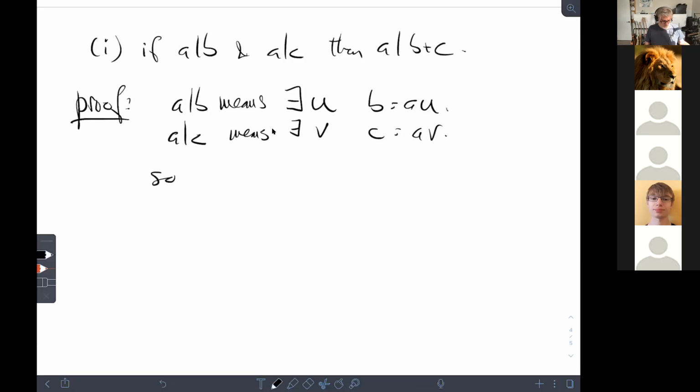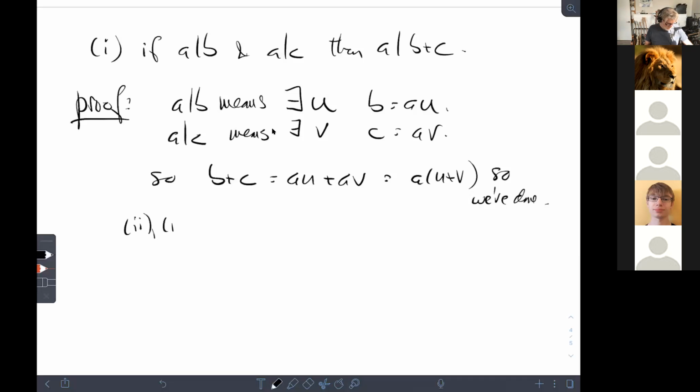So now I want to show that B plus C is a multiple of A. So I'm just going to add those together. B plus C is AU plus AV, which is A times U plus V. So we're done. Right? That's it. Hopefully you see it. Okay. The other two, I'll leave them as exercises. You should try them. It's just following the definitions.